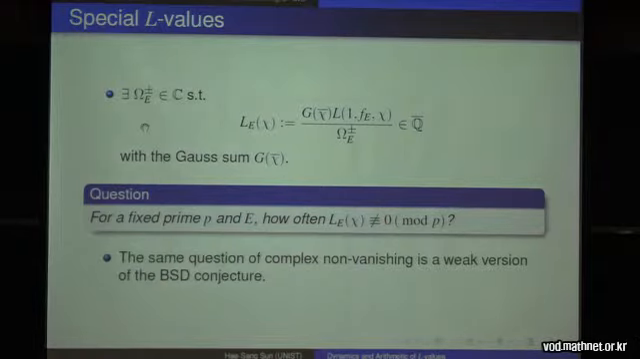Yeah, so it's a simple non-vanishing question, but the same question for the complex situation is a weak version of the BSD conjecture. So somehow it has a very important application. We are going to study the residual situation of this important question. Okay, so let me explain how we can study this kind of question.